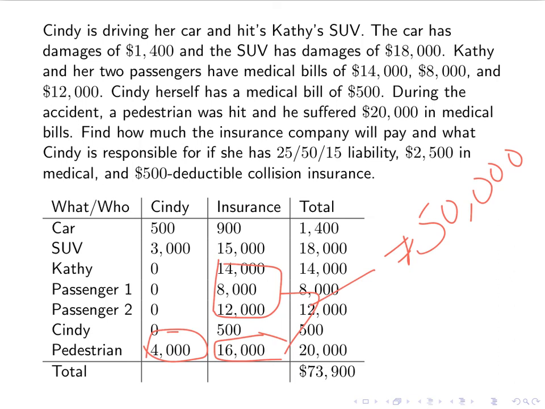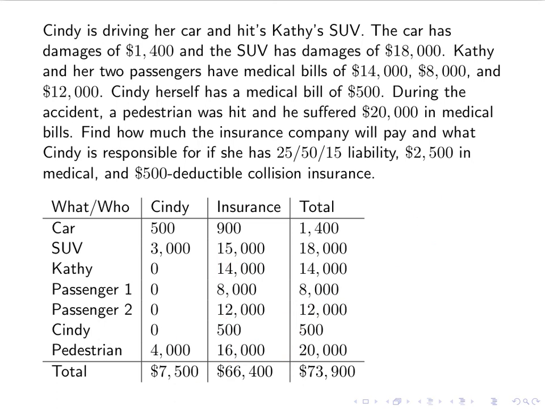And then we add them up. Cindy owes $7,500, and the insurance company will pay $66,400. Again, you want to double check that the columns and the rows both add up to $73,900, which they do.